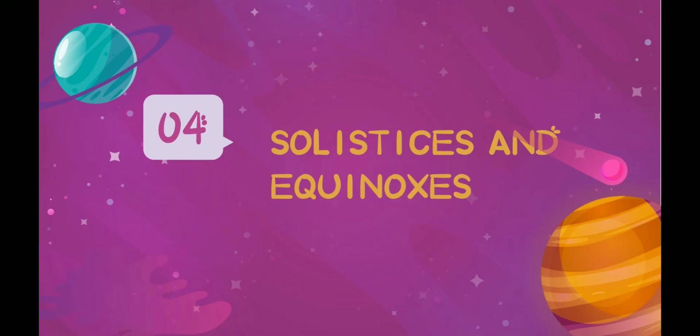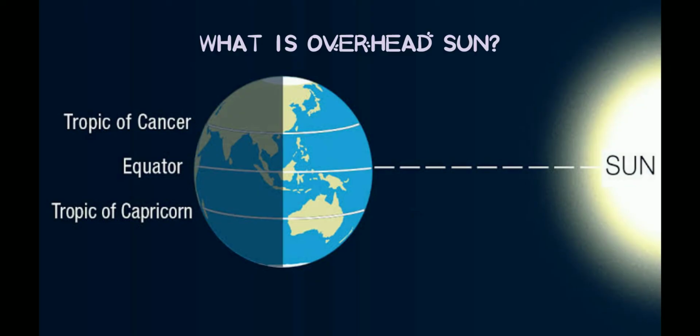Now moving on to the final subtopic, solstices and equinoxes. Let us find out more about it. What is overhead sun? When the sun rays fall perpendicularly on the earth's surface, as you can see in the picture, it is not tilted but it is in a perpendicular state. That is what we term as overhead sun.